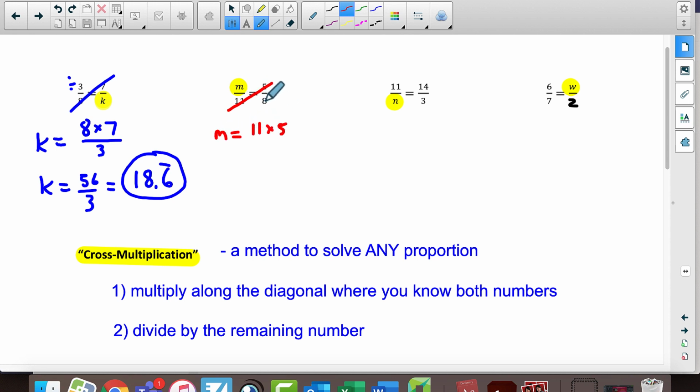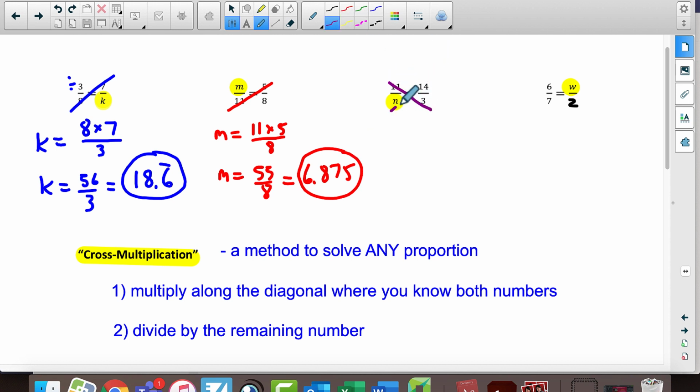There's one number left over, which is the 8. What do you do with that? You divide. So m equals 11 times 5 is 55, and then divide by 8, and you pick up your calculator and figure out what that equals. And you'll get 6.875.